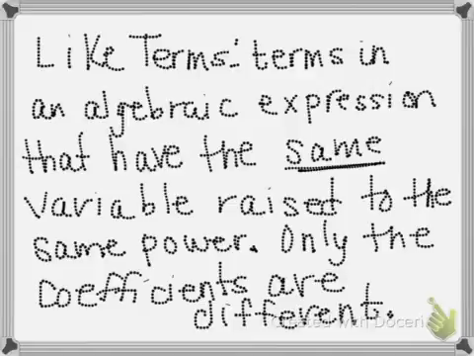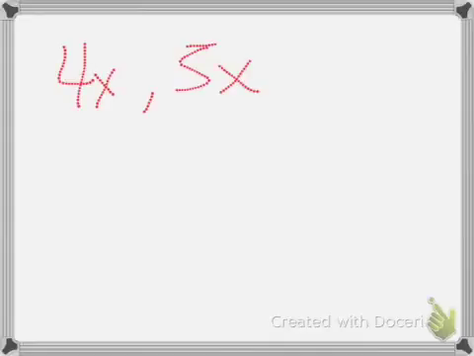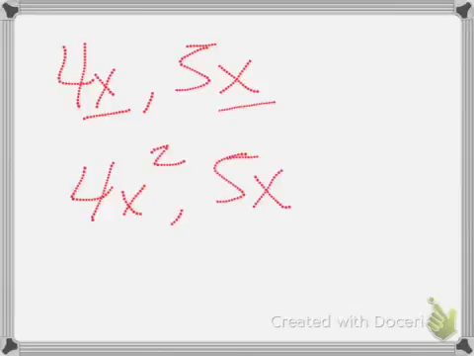The last vocabulary term is like terms. Like terms are algebraic expressions that have the same variable raised to the same power. Only the coefficients are different. So for instance, if I gave you 4x and 5x, those are like terms because they're x and x. If I had 4x squared and 5x, then these are not like terms because the first x is raised to the second power. It is not raised to the same power. So these are not like terms.